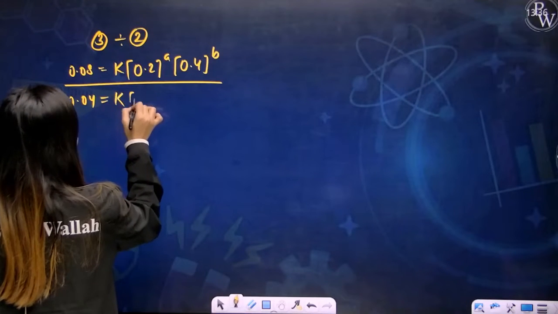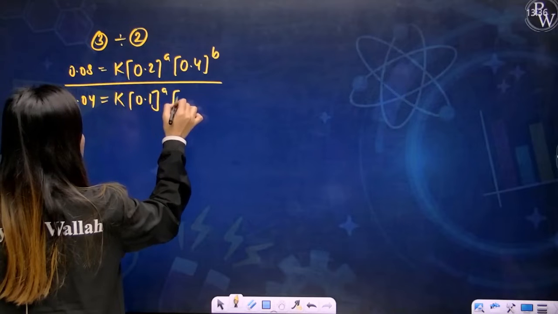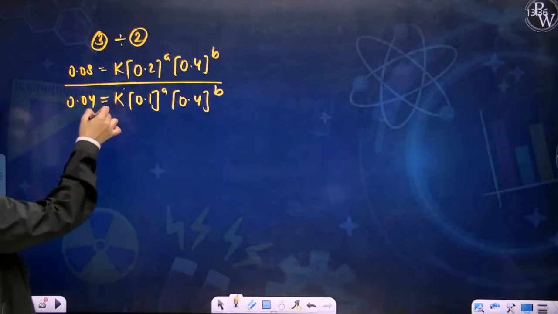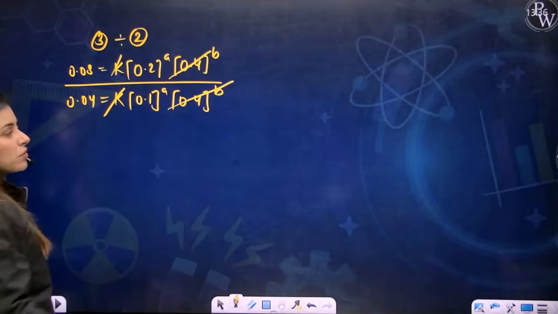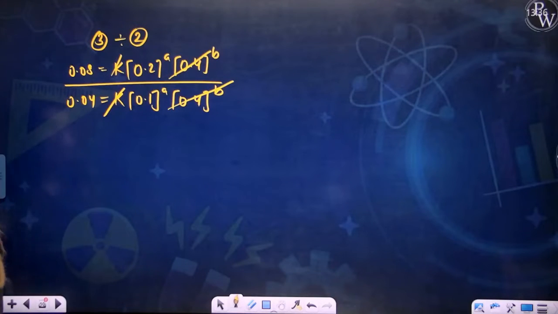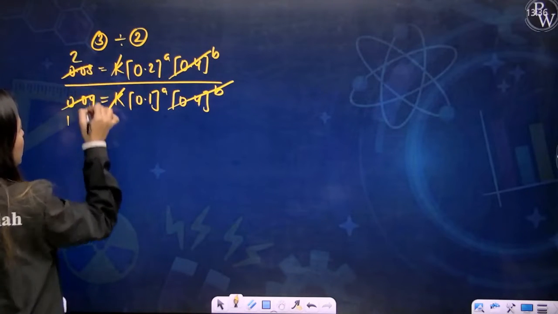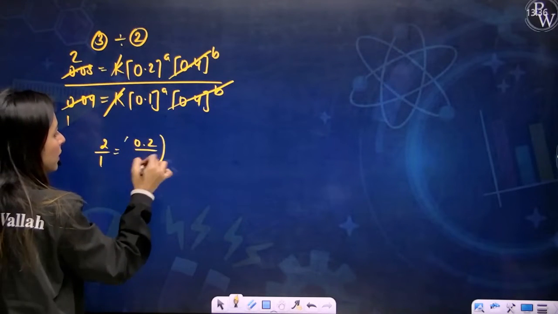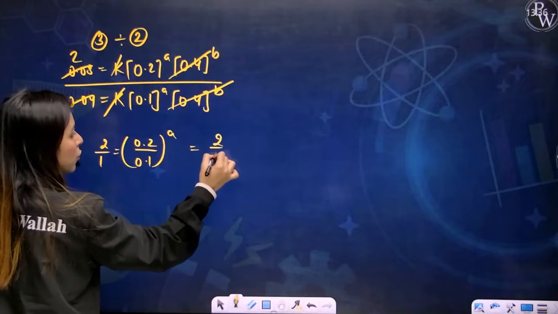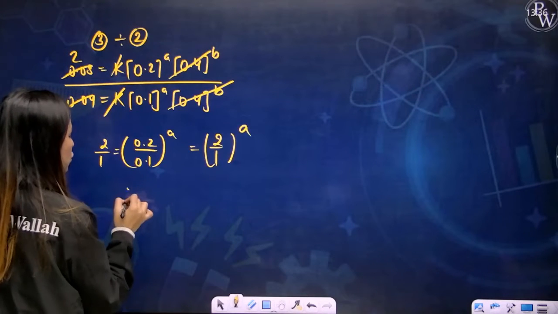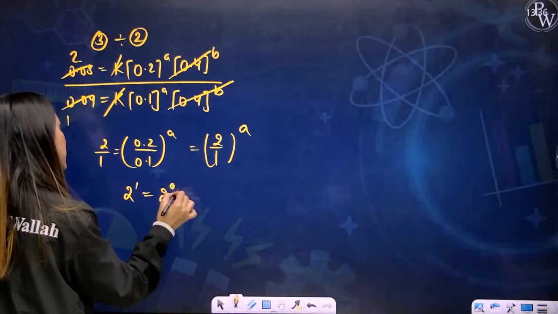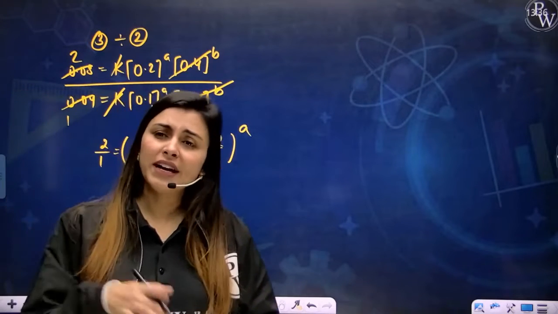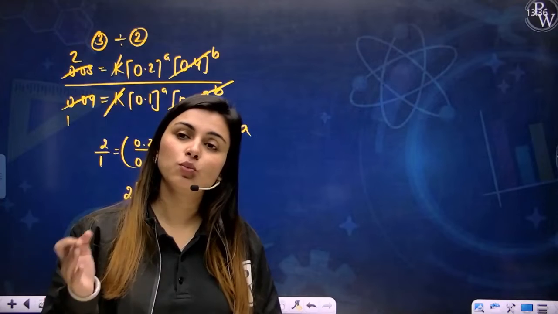K, 0.1 A and 0.4 B. Right? Yes, again, we'll cancel K and we'll cancel B concentrations because they both are equal. Now, my dear students, this would be 1, this would be 2. So, 2 upon 1 is equal to 0.2 upon 0.1 whole power A. So, which is 2 upon 1 whole power A. So, 2 power 1 is equal to 2 power A. So, A is also equal to 1. So, order with respect to A2 and order with respect to B2 both are 1.